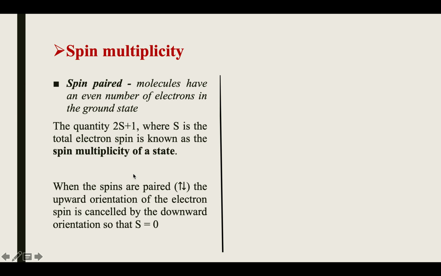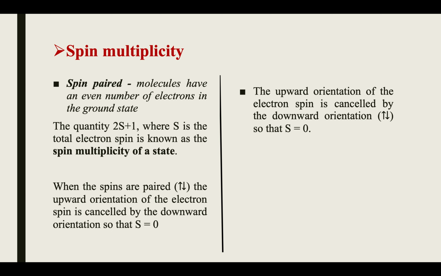When the spins are paired, the upward orientation of the electron spin is cancelled by the downward orientation, so that S equals 0. So your net S is 0. Here the upward arrow is the upward orientation of the electron and the downward arrow is the downward orientation of the electron. Because of this, it gets cancelled out. So the net result is S equal to 0.